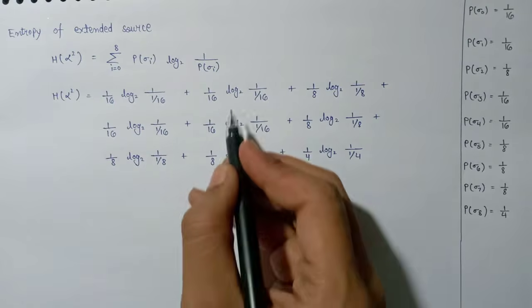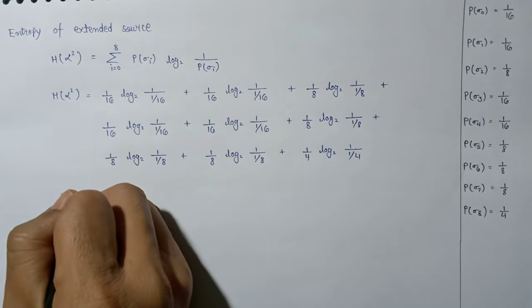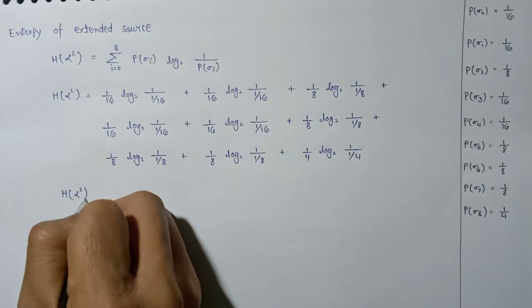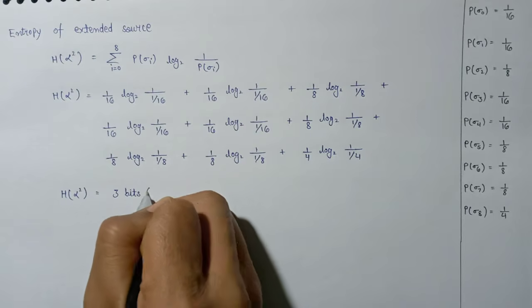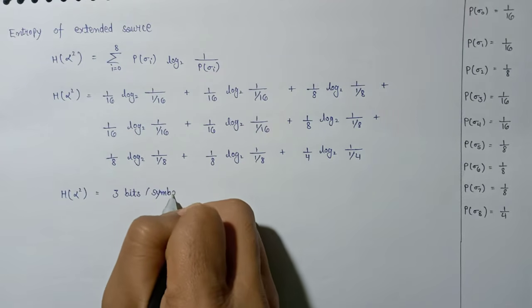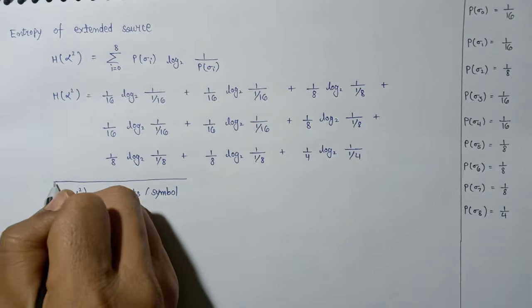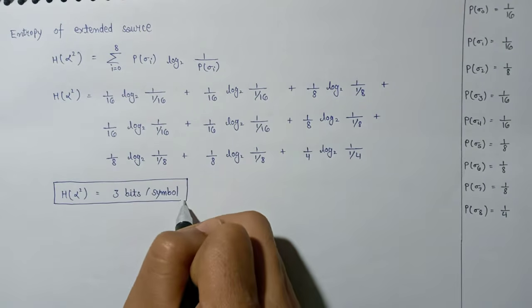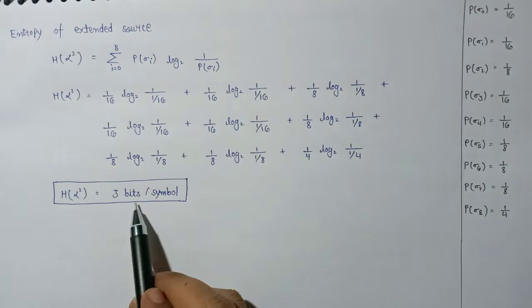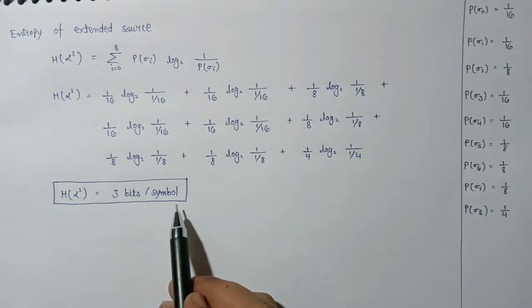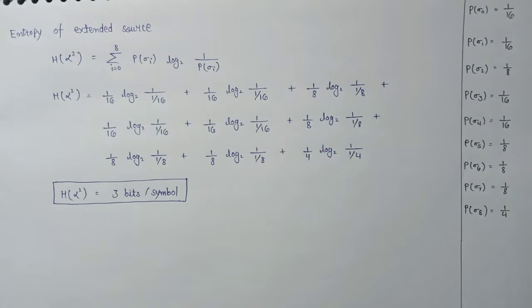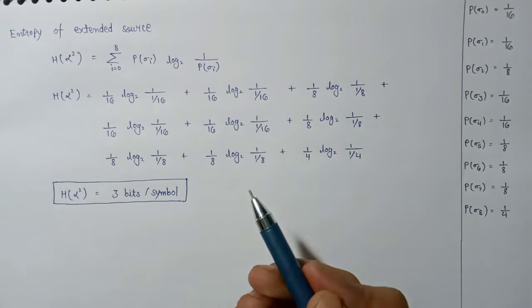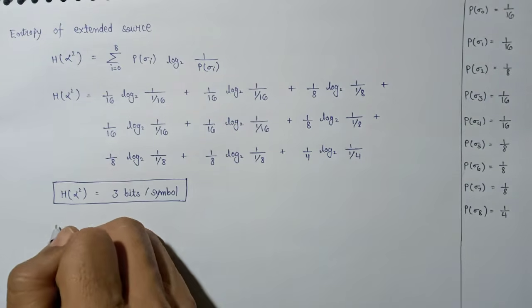Now if we simplify this whole term, then we will get to know that the value of H of alpha square will be equal to 3 bits per symbol. So you all have to simplify this whole expansion, and then we will get this result, that is 3 bits per symbol as the extended entropy. Now some of you students want to cross check whether your final answer, 3 bits per symbol, is correct or not. So let's do the cross checking.